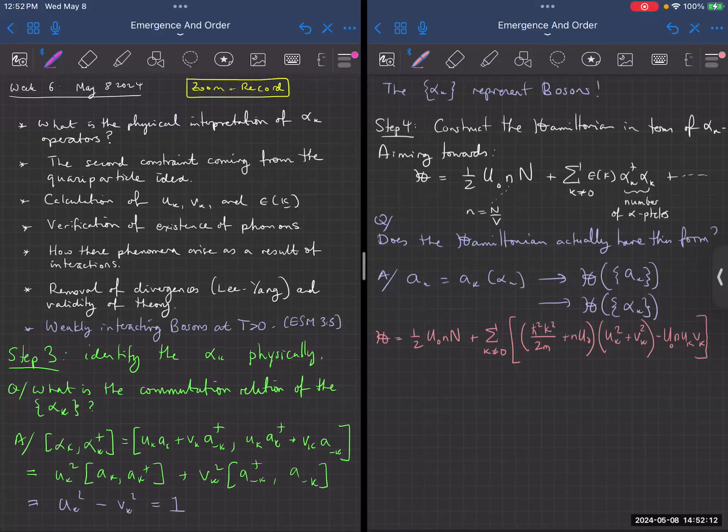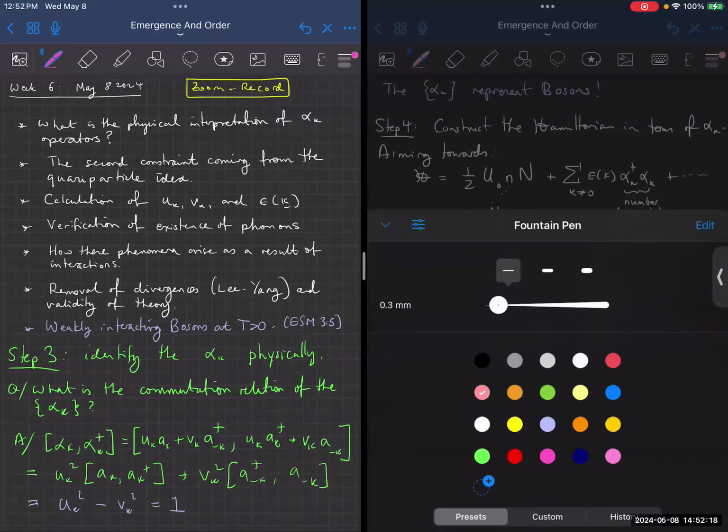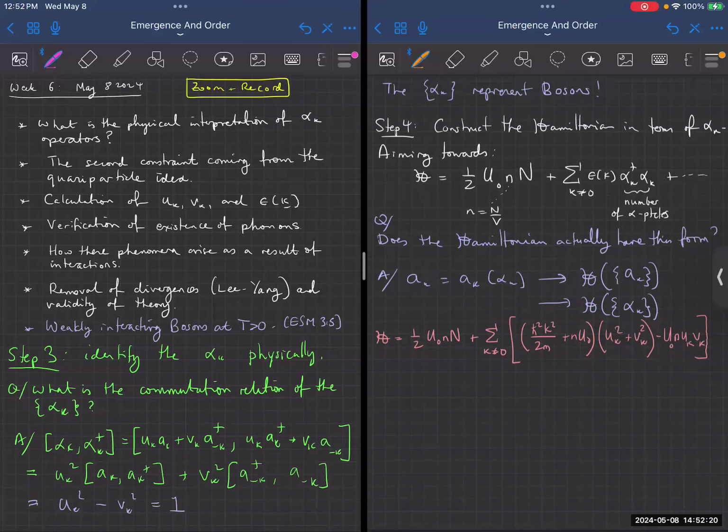Okay, so that's the first term. There's a constant piece that we already found, and then there's a term that now involves the u's and the v's, but there are no annihilation and creation operators in there. So this is just going to be some number that we're going to have to calculate when we sum over the dummy variable k. Then we have another term, and this one looks like this.